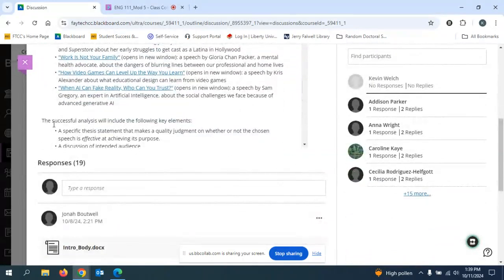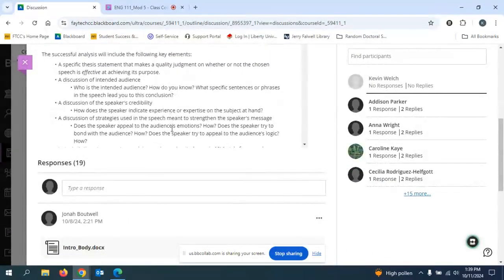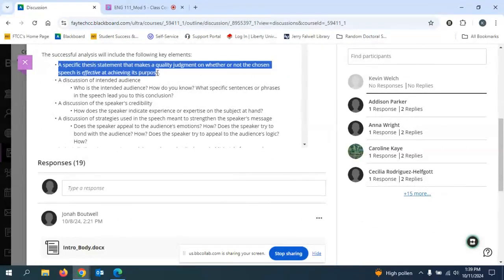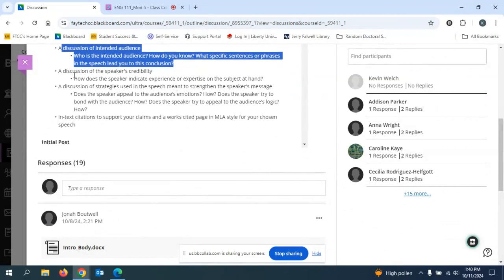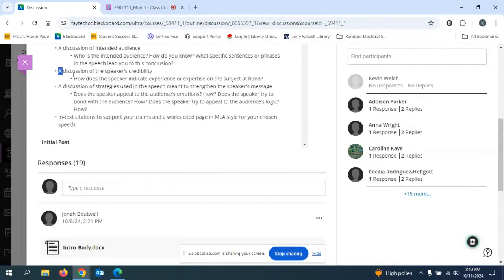The successful analysis is going to include the following key elements. It will include a specific thesis statement that makes a quality judgment on whether or not the chosen speech is effective at achieving its purpose. I will teach you how to write a thesis statement in a moment. A discussion of intended audience, like who is the intended audience? How do you know? What sentences or phrases lead you to this conclusion? You've already done that part, basically, in the previous assignment. You're recapping it for me here.